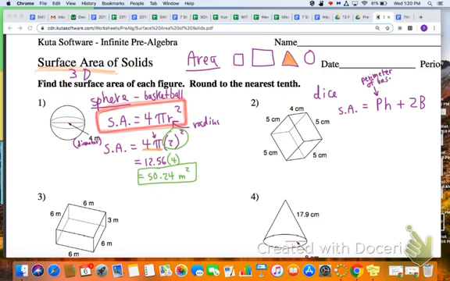Remember, perimeter is how far or how much something is around the outside. The measurement of something around the outside, okay? H. H stands for the height. And that big B at the end stands for the base or the bottom.